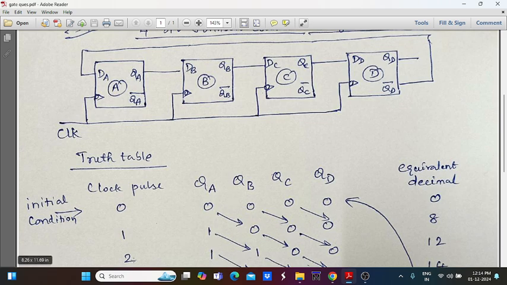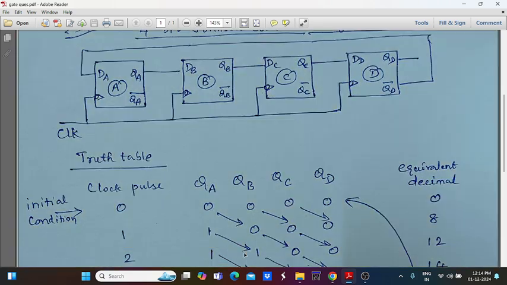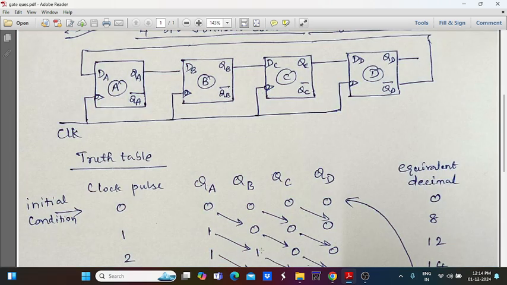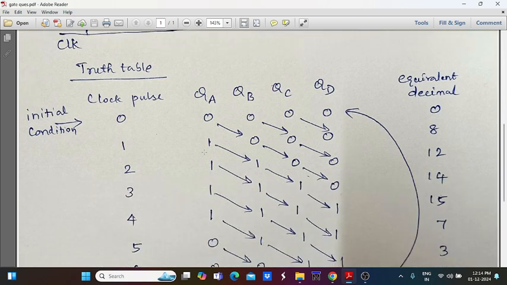So for second clock pulse, in this case, the QA answer is equal to 1. At the same time, QB value also 1. Now the previous value of QB moved to next state QC 0. Again this value is shifted to QD 0. And the third clock pulse is going to apply here.